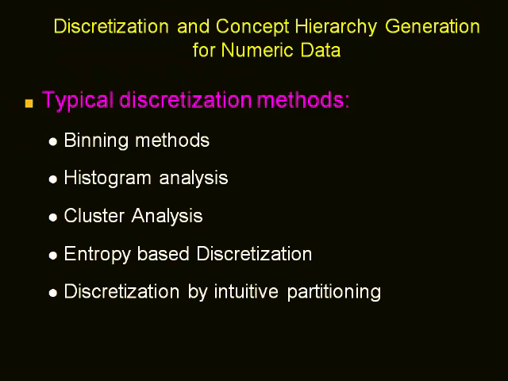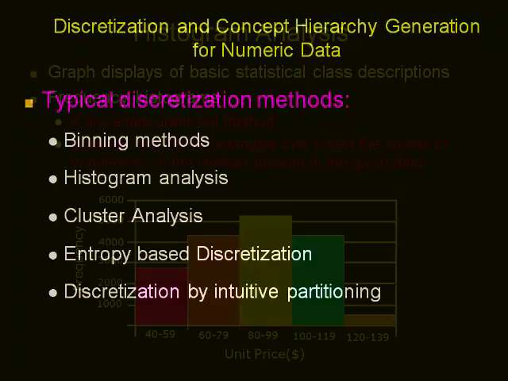Since the binning approach does not use any class information, it belongs to the unsupervised class of methods. These methods are sensitive to the number of bins specified by the user and also sensitive to the presence of outliers. In fact, in the earlier lecture, we discussed various smoothing methods for binning. These methods are also useful for generating concept hierarchies.